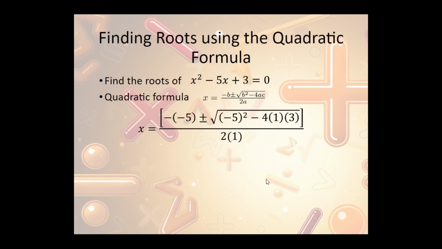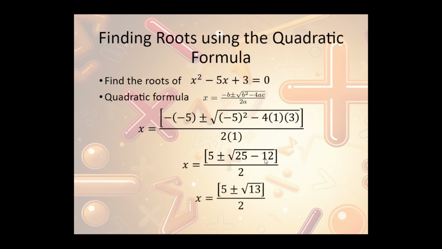Now we can go ahead and start to work the problem. Negative negative 5 is just positive 5. Negative 5 squared is positive 25. And then negative 4 times 1 is negative 4, times 3 is negative 12. And then 2 times 1 is 2. So we end up with this. Now we just simplify under the radical. 25 minus 12 is 13. So we get 5 plus or minus the square root of 13, over 2.